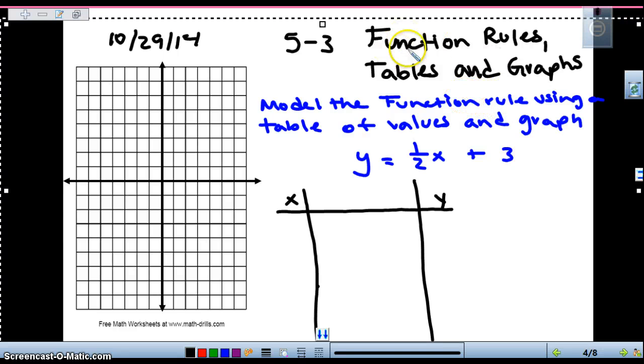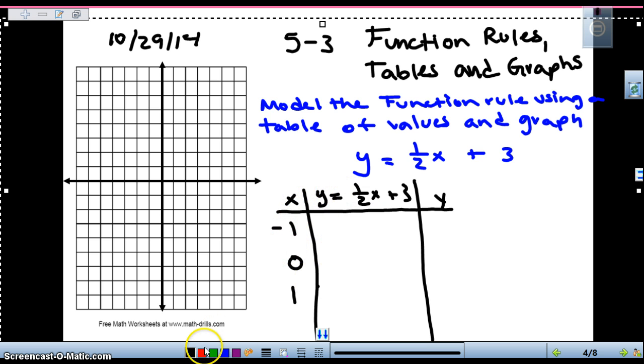Today we're doing function rules, tables, and graphs. We have to model the function rule using a table of values and then graph it. We're working with y equals 1/2 x plus 3. To come up with our table, we need to choose 3 values for x. For x, I'm going to choose -1, 0, and 1.